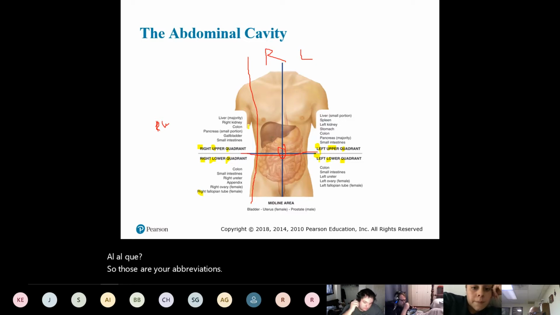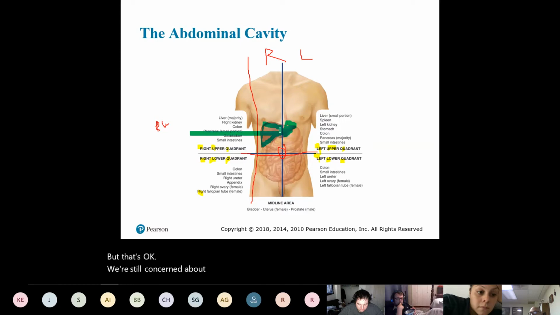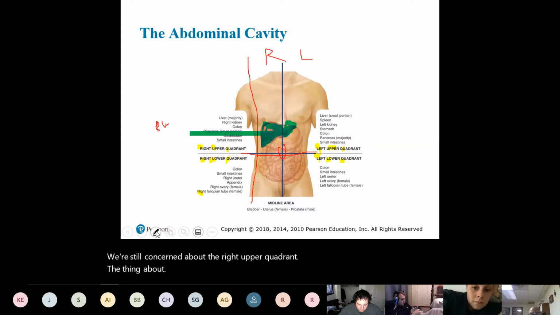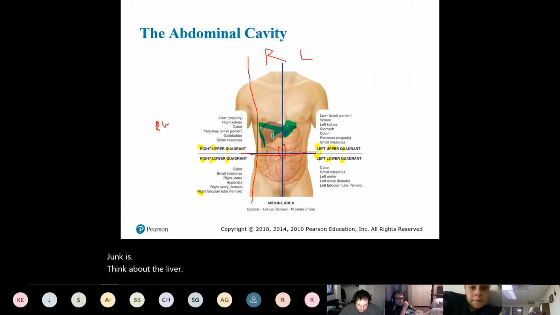Now, organs. So on the right side, we start off with the liver. So the liver is primarily a right upper quadrant organ. However, as you see, some of it does go into the left upper quadrant, but that's okay. We're still concerned about the right upper quadrant. The thing about the liver is it's very vascular, so it can bleed a lot.